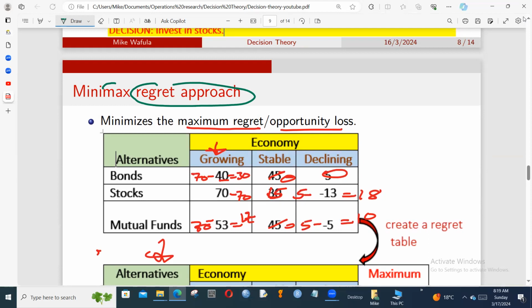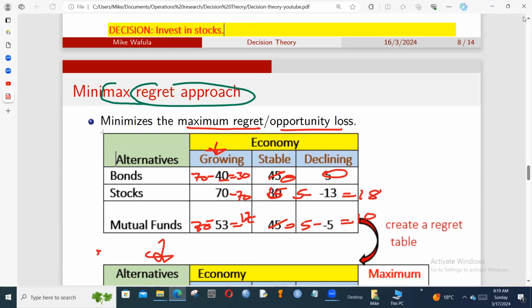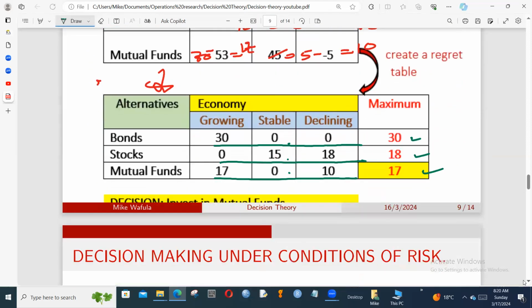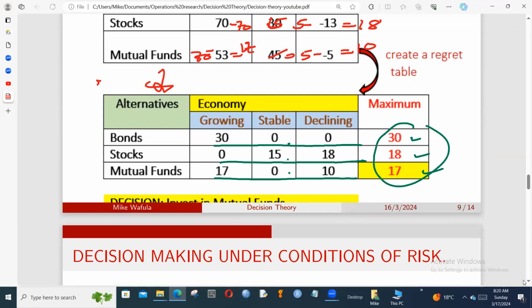Now, we have said that for Minimax regret, we have constructed the regret table, and we have created a column for maximum regrets per decision. Now we want to check the minimum of this maximum regret. That's why we are saying the Minimax regret approach minimizes the maximum regret. So from that column of maximum regrets per decision variable, we identify the minimum, and we call it Minimax regret. And the minimum here is 17, and 17 corresponds to mutual funds.